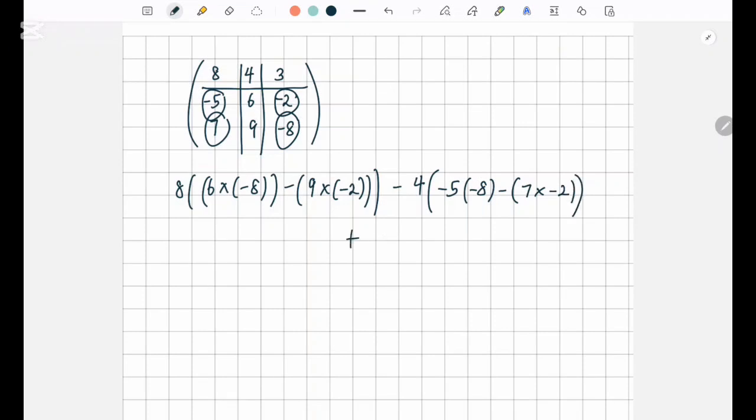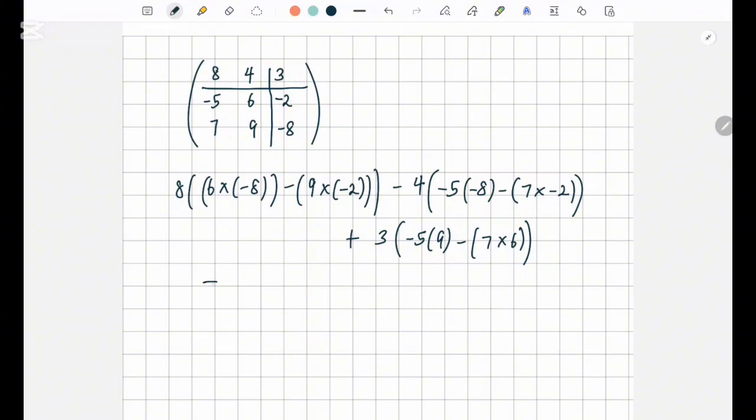Plus 3, your last number. 3 into, let me just erase these. So it's going to be the first row and the third column. Now it's 3 into minus 5 into 9 minus 7 into 6.